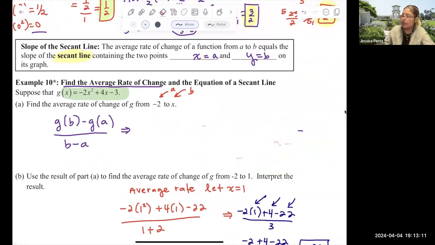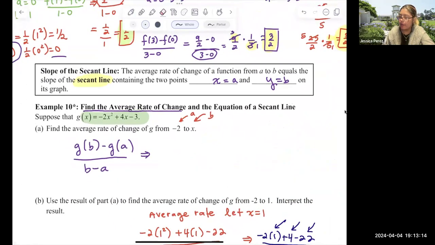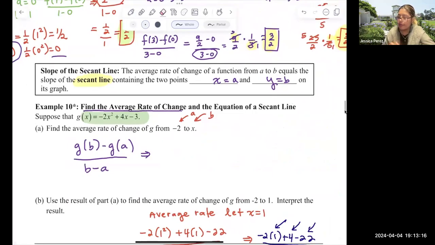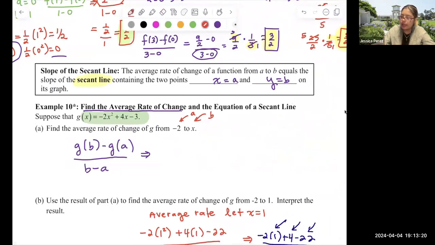So we're going to do the same thing that we did for above, but now for an equation: g(x) = -2x² + 4x - 3. So we need to find an average rate of change equation for g. We start with g(a), which is the same as g(-2). So let's plug that in: -2 times (-2) squared plus 4 times -2 minus 3.